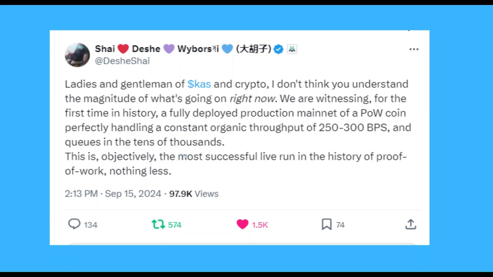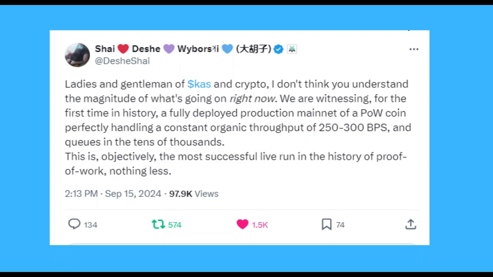So really big deal. Basically, the world record for how many transactions could be handled by a proof of work blockchain was blown out of the water by KAS. And I'm going to explain in a minute why this is an even bigger deal than it appears to be. But we saw throughput. Now, I heard people saying the throughput was hitting something like 1,000 transactions per second at certain points. I don't know, but I'm going to follow what Shai Deshe is saying. And he said 250 to 300 transactions per second.